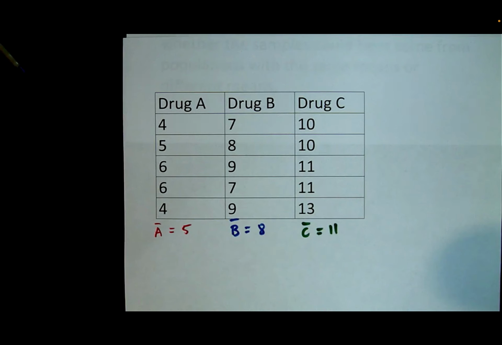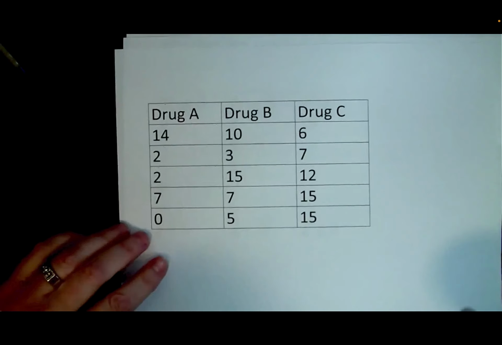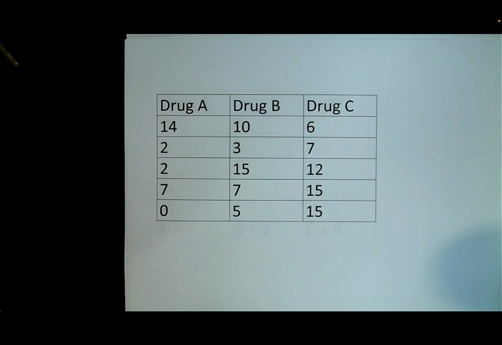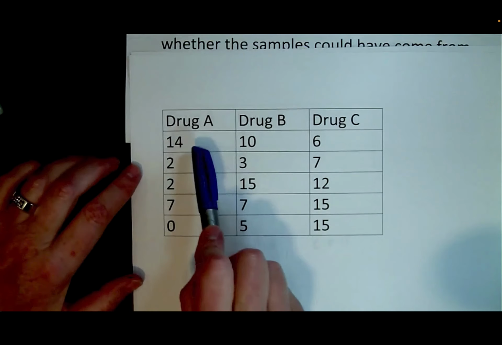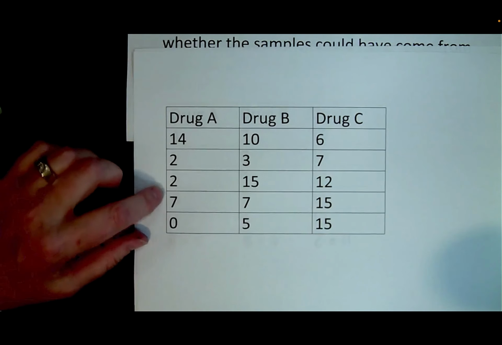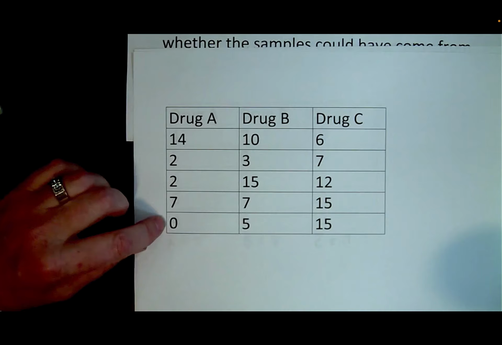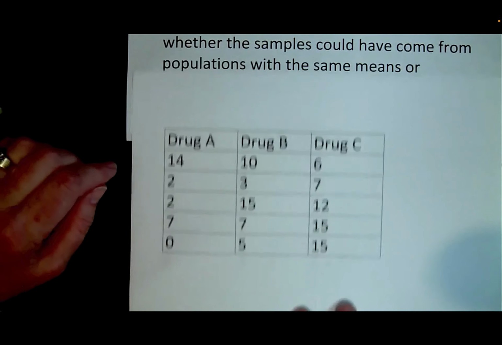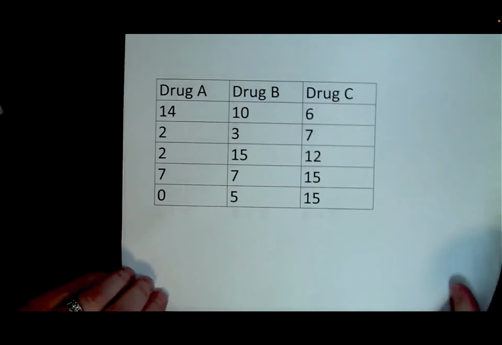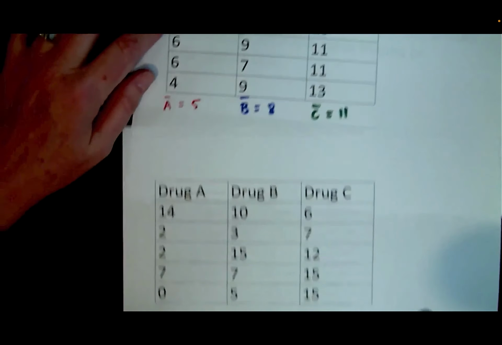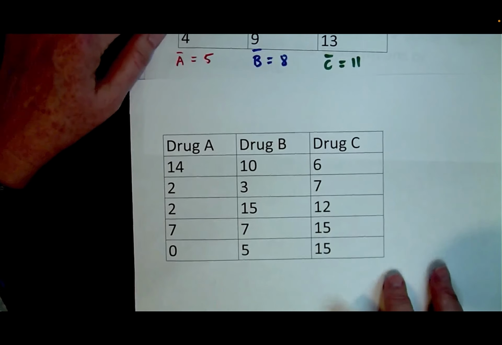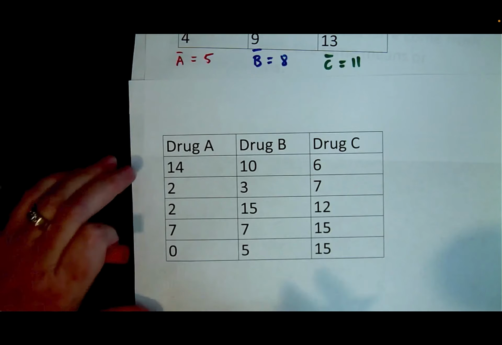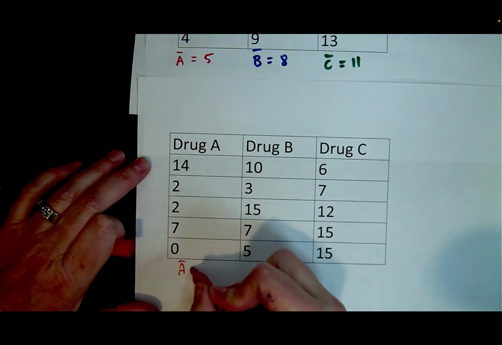Let's go down and get the means for the second data set as well. I've set these up so that the means actually come out to be the same for each drug. So 14 plus 4 is 18, plus 7 is 25, plus 0 is still 25. Divide 25 by 5, and we get 5 for the average. I want to use the same colors. Again, in this sample set, the mean is 5.